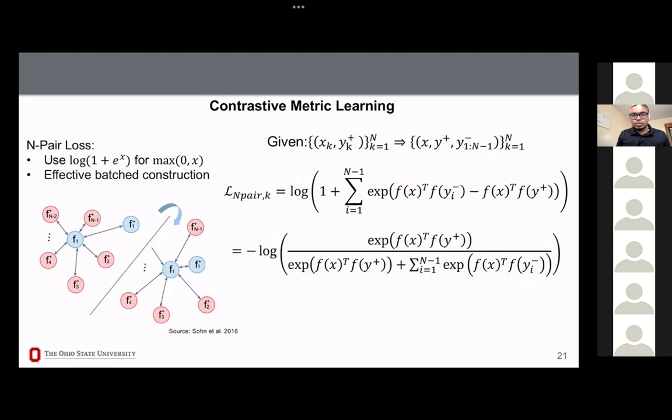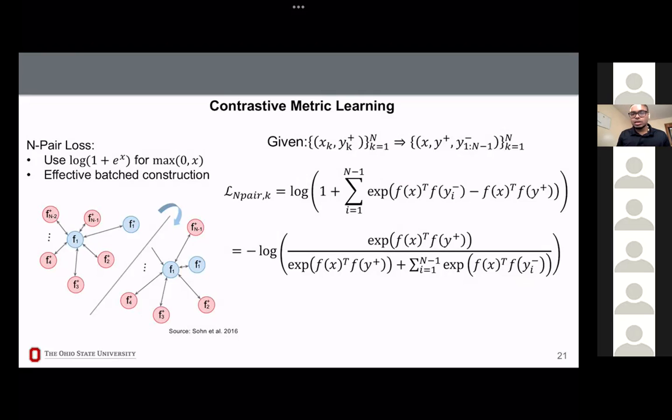So that question aside, basically they replace that max(0, x) operator with this, and this is basically the triplet loss written, and then they also batched it. So this is written in the form of all the pairs in a batch.